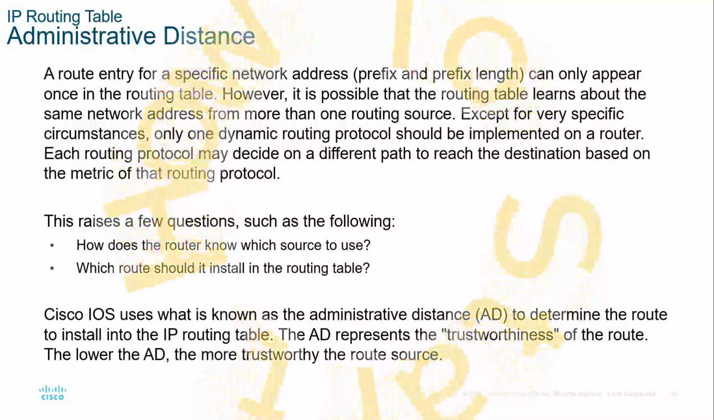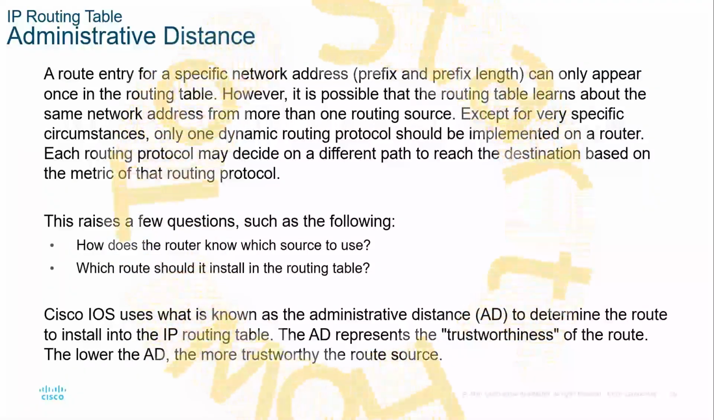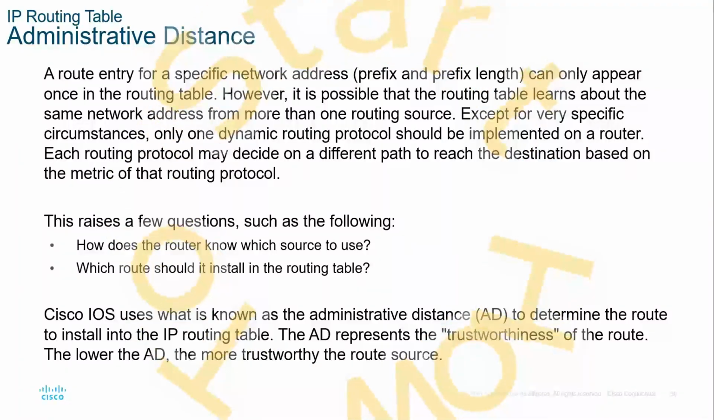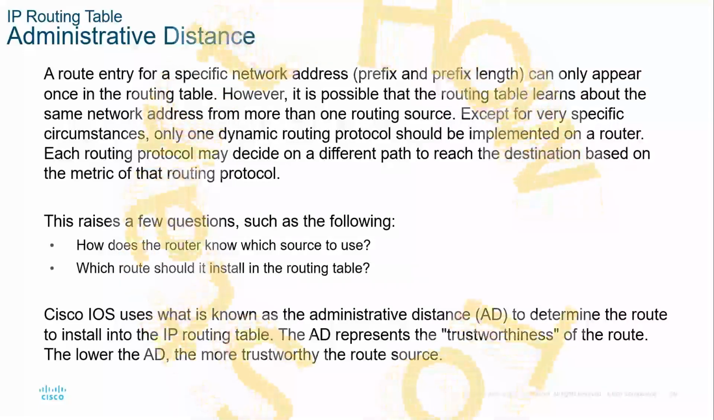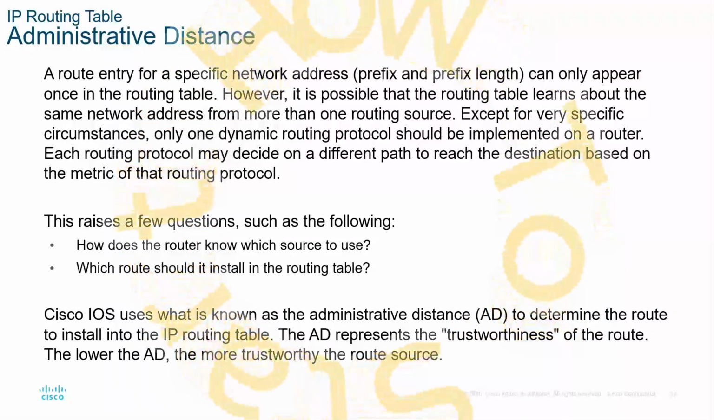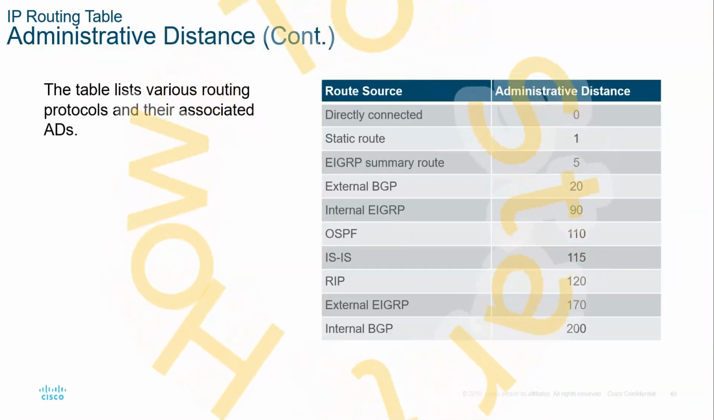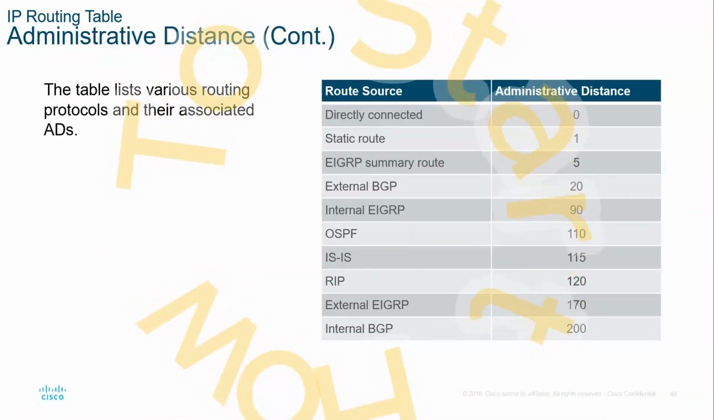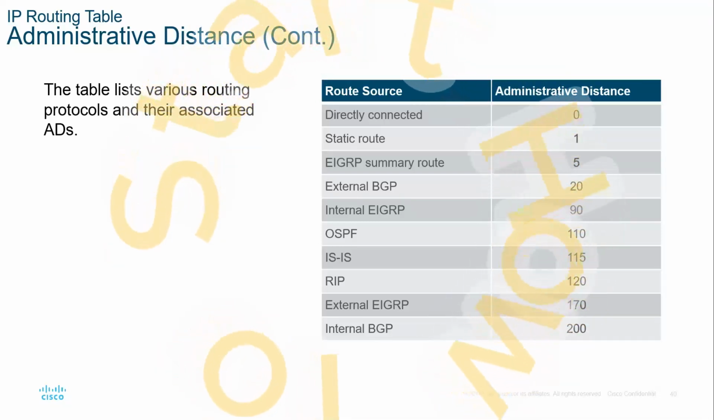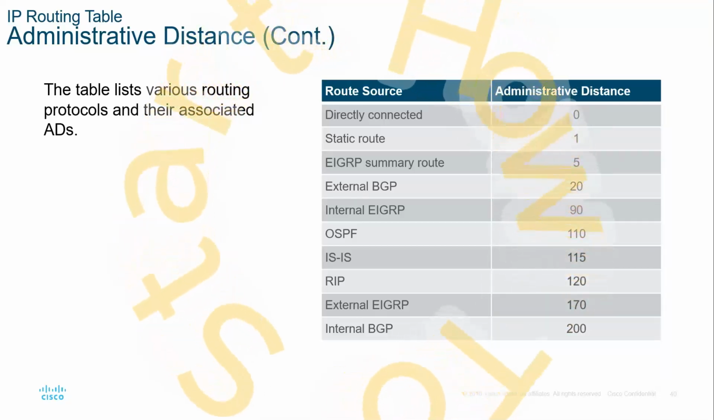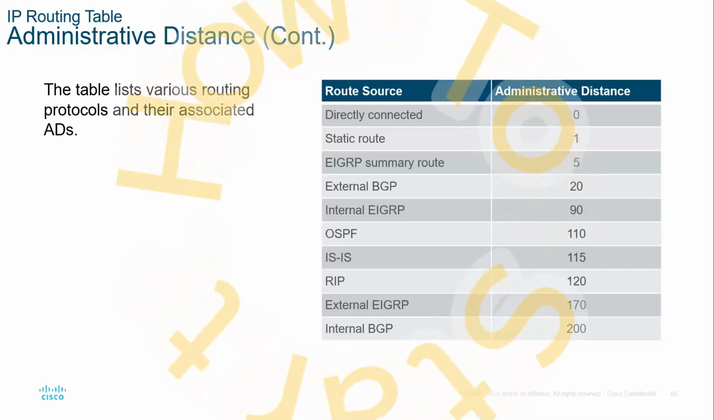So how do we know which is the most trustworthy? Basically, we ask 2 questions. How does the router know which source to use, and which route should it install in the routing table? And again, we look at the AD value, and that's how we decide. There are default AD values depending on the routing protocol used. If it is directly connected, it's a 0. Again, the lower the number the better. So directly connected routes and static routes will always be given priority.